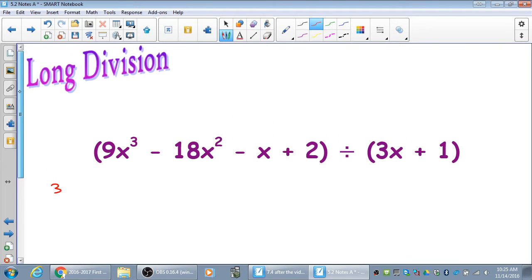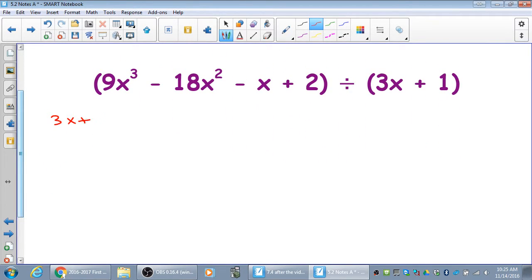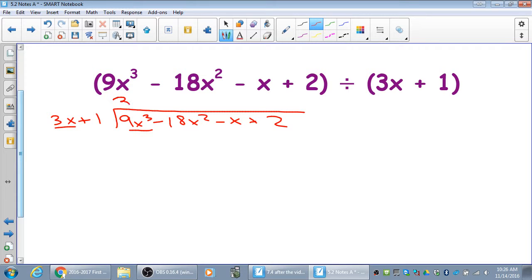Does it still stay long division? It does. 3x plus 1 divided into 9x to the third minus 18x squared minus x plus 2. Now we're going to have to deal with the a not being a 1. Now it's a 3. That's okay, because we just think, what do we take times 3x to get 9x to the third? Well, you're going to have to multiply by 3, first of all, to get 9. 3 times 3 is 9. And then x squared times x is x to the third. We get 9x to the third. That's what we needed to do. We needed to match up that first one.